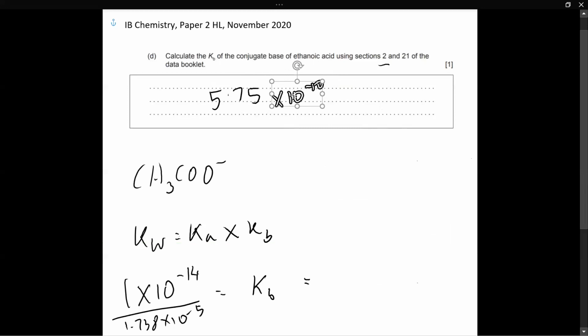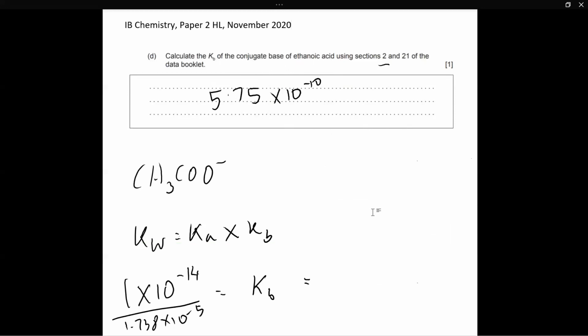Hopefully you've understood the concept. Thank you so much for watching this video. Please remember to show all your steps. I know it's only a 1-mark question, but it's always helpful to show your steps because it shows the examiner that you have an understanding of the concept. So please show your steps.